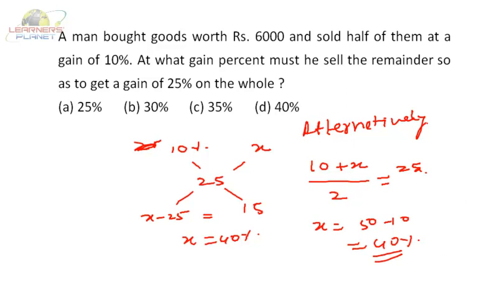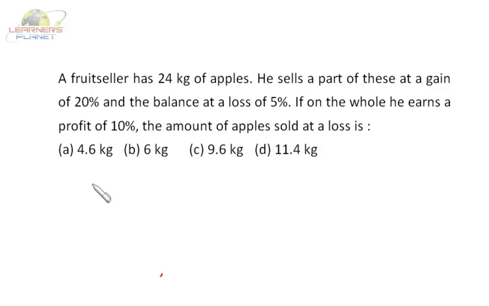Okay, I hope you are getting my point. Now let's see this question. A fruit seller has 24 kilogram of apples. He sells a part of these at a gain of 20% and balance at a loss of 5%. If as a whole he earns a profit of 10%, the amount of apples sold at a loss is? Now some portion he is selling at 20% profit and some portion at 5% loss. I'll be putting a minus sign over here since it is a loss, and overall there is a 10% profit.